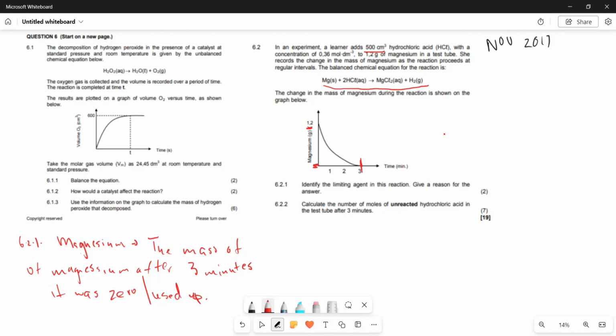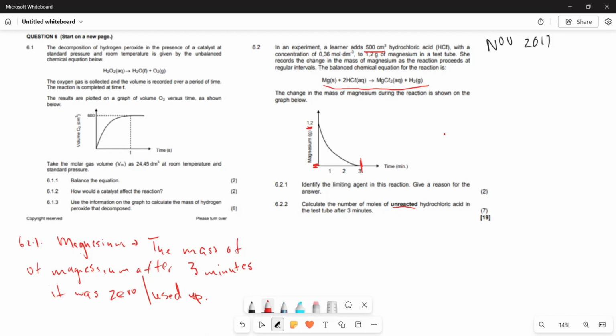So that's why we are saying this is going to be your limiting reagent, because it's the one that runs out within this particular reaction and it prevents the reaction from continuing. Now let's look at 7.2.2. In this one, they say calculate the number of moles of the unreacted hydrochloric acid in the test tube after 3 minutes.